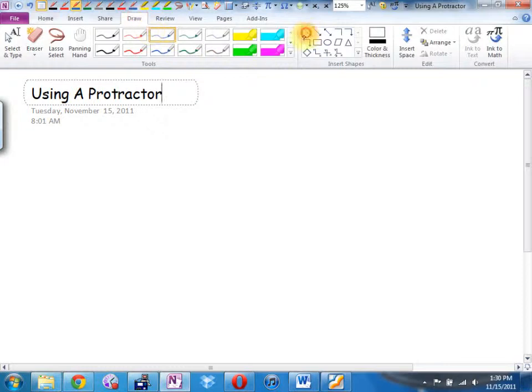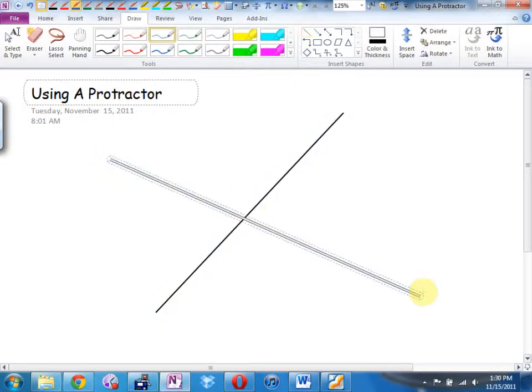Where's my straight line thingy? I don't know, something like that. And then draw another straight line that intersects it, kind of, I don't know, like that. Yours will be different from mine.